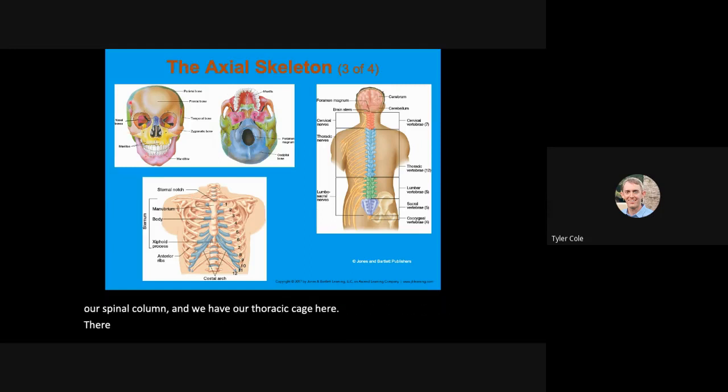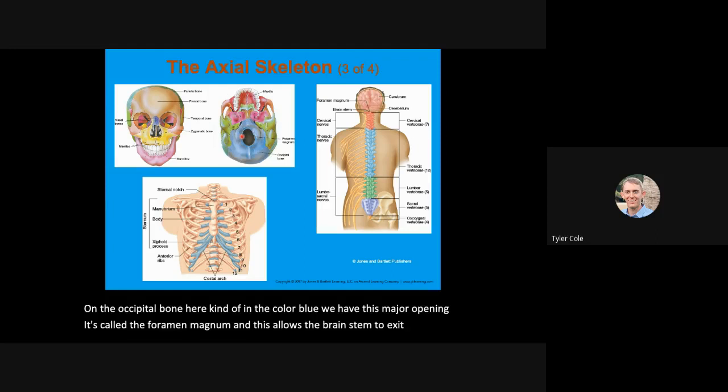There are multiple bones that make up our skull, and the main purpose of this is to protect the brain, protect the eye, and provide us a mechanism in order to chew and consume food. When we look at the bottom of the skull, on the occipital bone here, kind of in the color blue, we have this major opening. It's called the foramen magnum. And this allows the brainstem to exit the skull, connecting it to the spinal column.